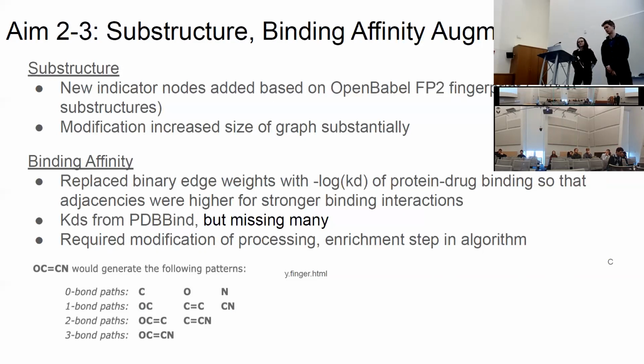The second modification involved binding affinity, which is a more substantial modification to the actual graph and to the algorithm that analyzes the graph. So we replaced these binary edge weights with edge weights based on the negative log of the KD of a protein-drug binding.